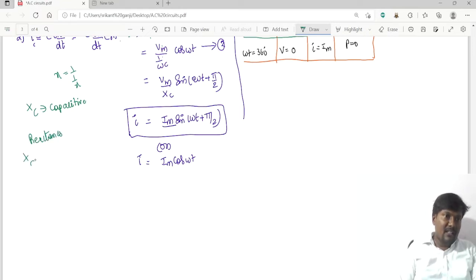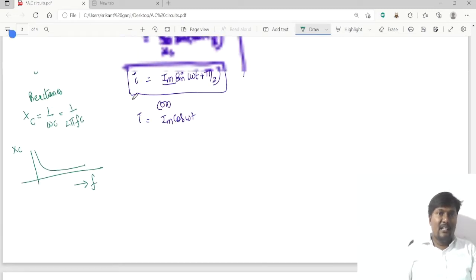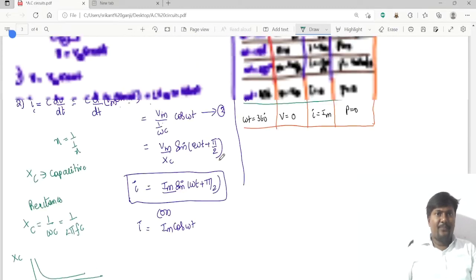And Xc is equal to 1 by omega C, and that is equal to 1 by 2 pi f C. If the frequency value is 0, the Xc value is infinity, if you draw the curve between frequency versus Xc. As the frequency increases, the capacitive reactance decreases, an exponential decay.